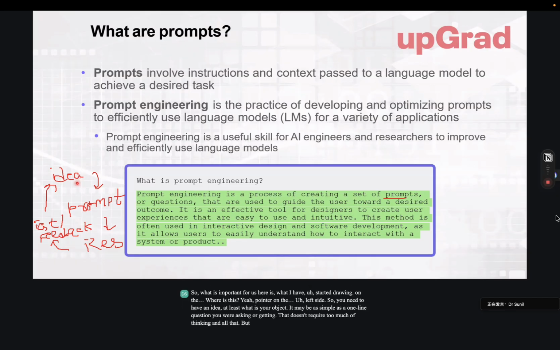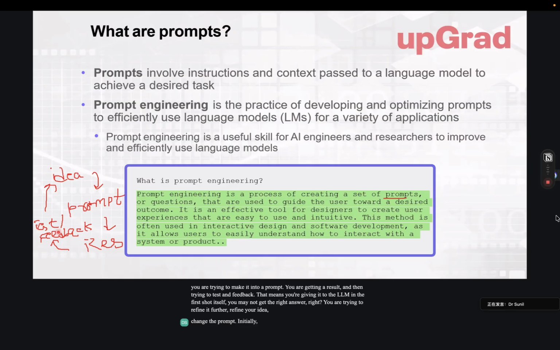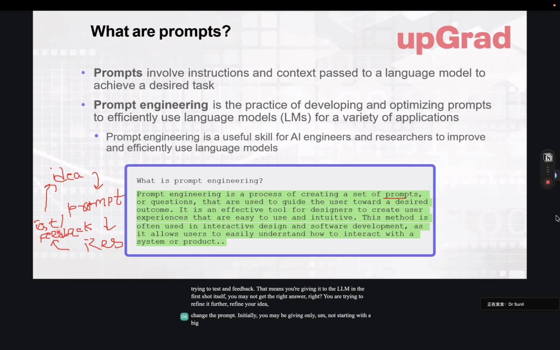But in many cases, you are starting with an idea, converting whatever is there in your idea form into a prompt. You are getting a result, and then trying to test and give feedback. That means giving it to the LLM. In the first shot itself, you may not get the right answer, right? You are trying to refine it further, refine your idea, change the prompt. Initially, you are not starting with a big design pattern and all that, but slowly we are getting into the design patterns.